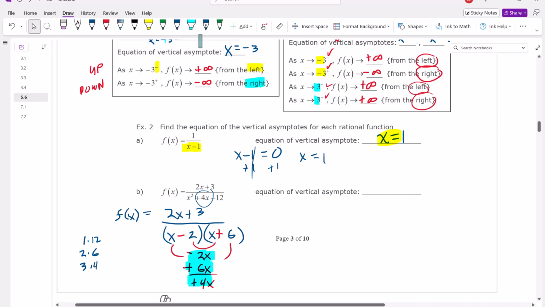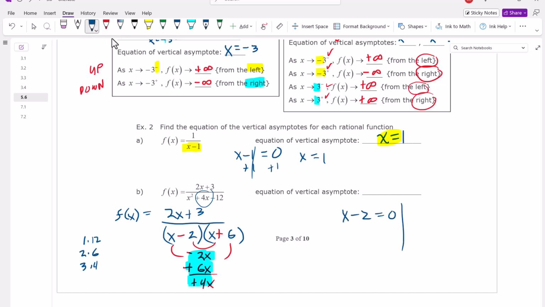Okay, so anyway, there's no cancellation. So what we do is we set x minus 2 equals 0, and then x plus 6 equals 0. Solve the equations, we get x equals 2, and then x equals negative 6. So this particular problem has two vertical asymptotes.